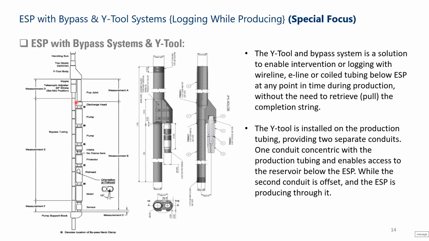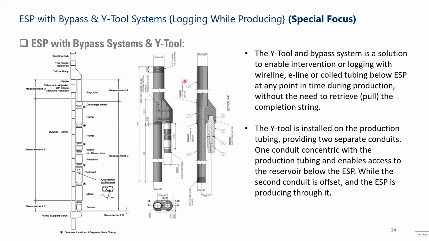And the bypass, basically, is this tubing that is along the ESP. It is called the bypass tubing. Why we need this, or why this system, we will go into in detail. So we have the Y-tool and bypass system. It's a solution to enable intervention or logging with wireline, E-line, or coil tubing below the ESP at any point of time during production without the need to retrieve or pull the completion.